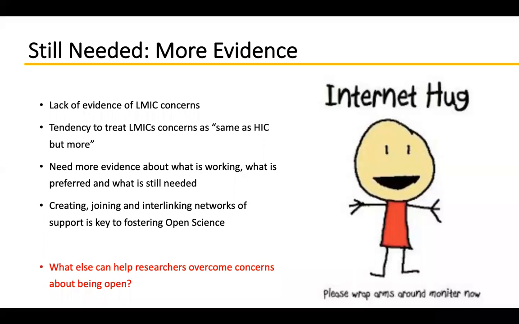We have very different research cultures, research communities, research challenges. And what we need is more evidence about what is working, what is preferred, and what is still needed. So by creating and joining and interlinking networks of support in low and middle income countries, but making sure that we are part of the international networks is really key to fostering open science. And we need to always be thinking about what else we can do to help researchers overcome concerns about being open.